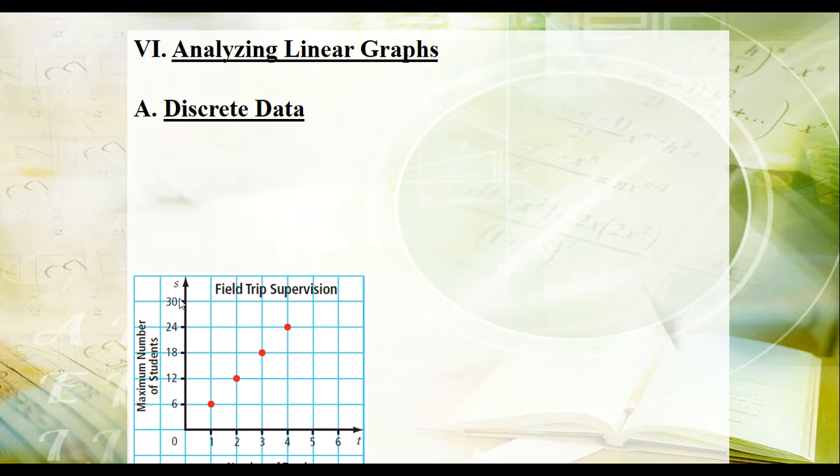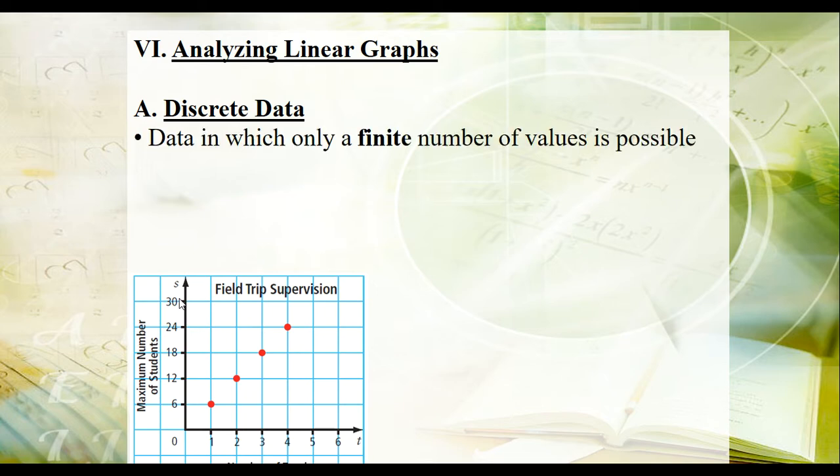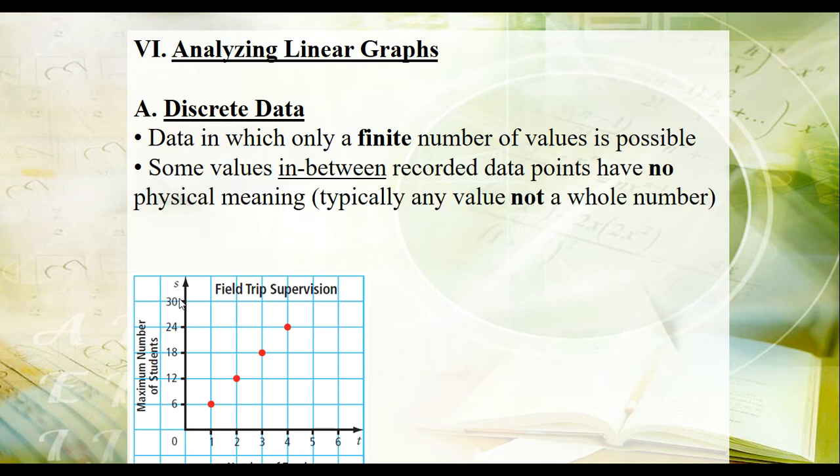But let's talk about what discrete data is. Discrete data is data in which only a finite number of values are possible. What this means is some values in between recorded data points actually don't have any physical meaning, or they're not physically possible. And typically, if we look at a value that's not a whole number, we can identify very quickly if it makes physical sense or not.